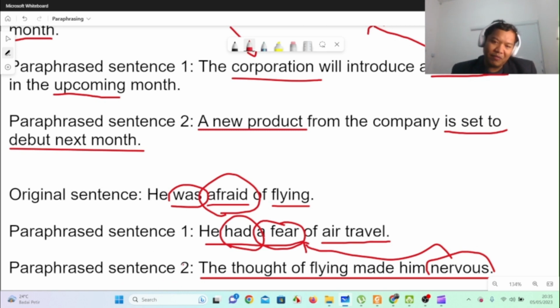Now, if you see just the first part of that sentence, the thought of flying, that part is good, right? The thought of something makes you afraid. The thought of something makes you blah blah blah, right? So in that case, that part is also good, changing the structure, changing the expression, right? So basically, that is how paraphrasing should look like, right? If you keep like 60% or more than 50% of the words without changing the structure, that will not count as good paraphrasing. So please keep that in mind.